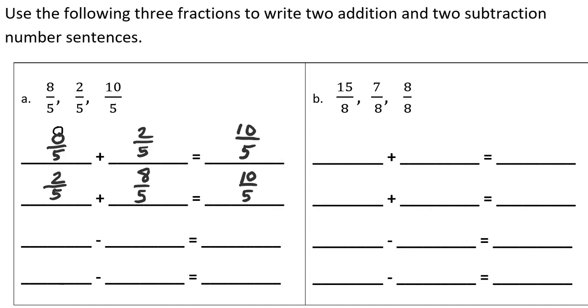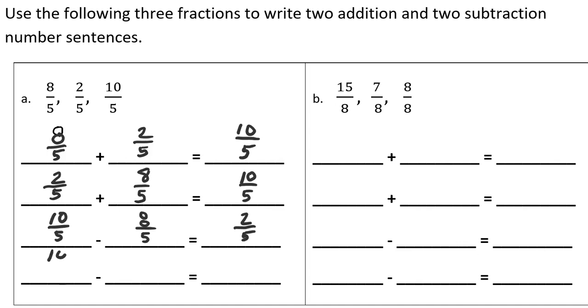For subtraction, I'm going to start with my 10/5. From that, I'll subtract 8/5. Well, 10 minus 8 is 2. That leaves me with 2 pieces that are still fifths. So 10/5 minus 8/5 equals 2/5.